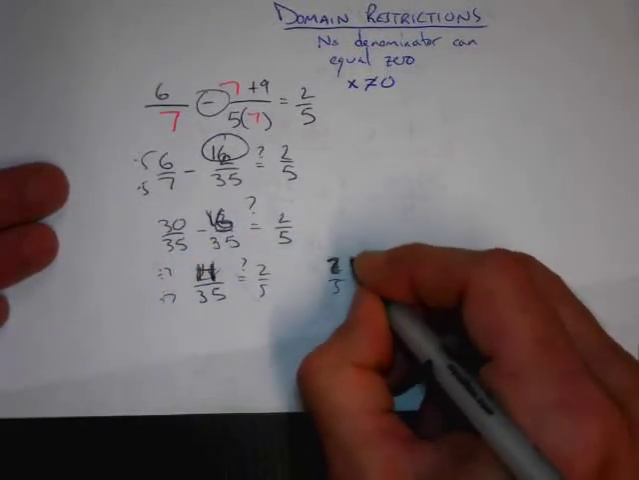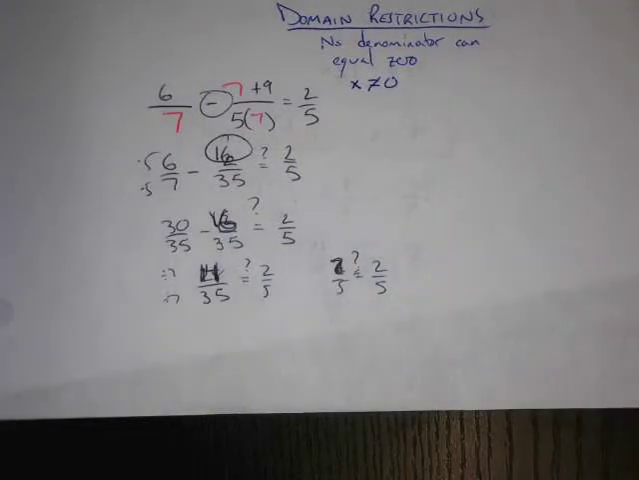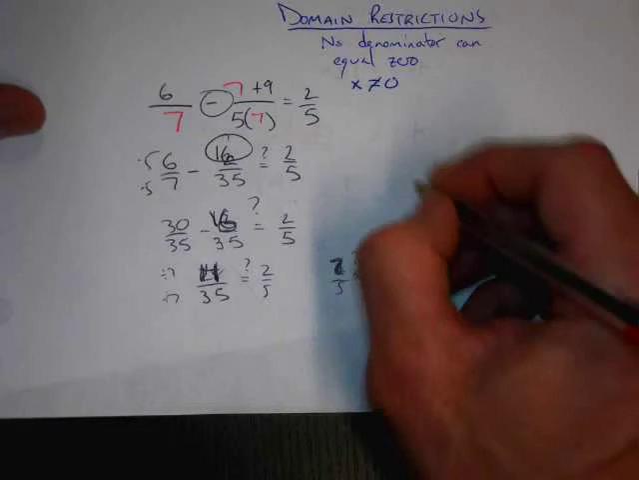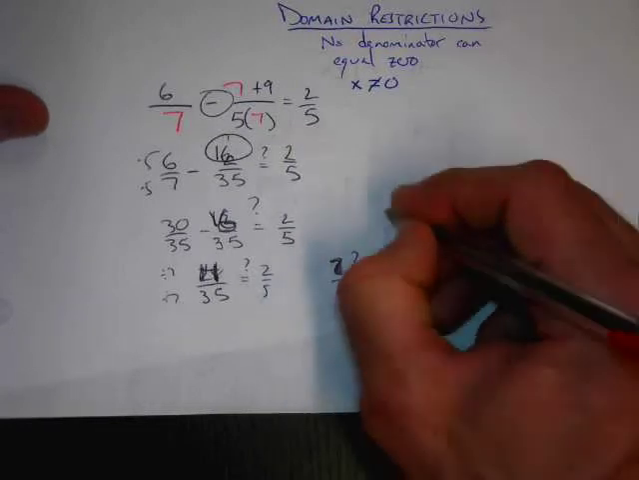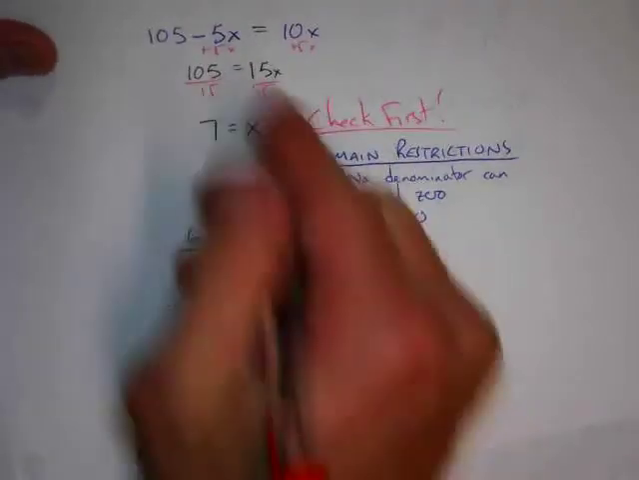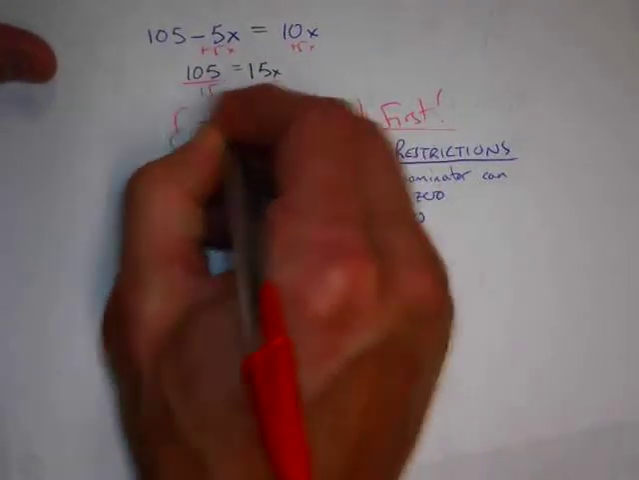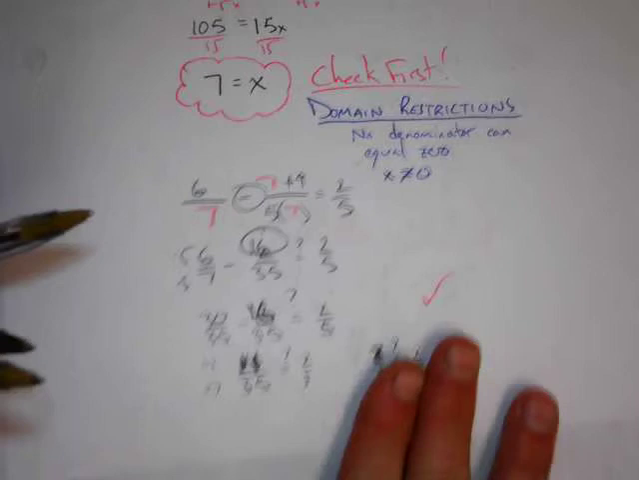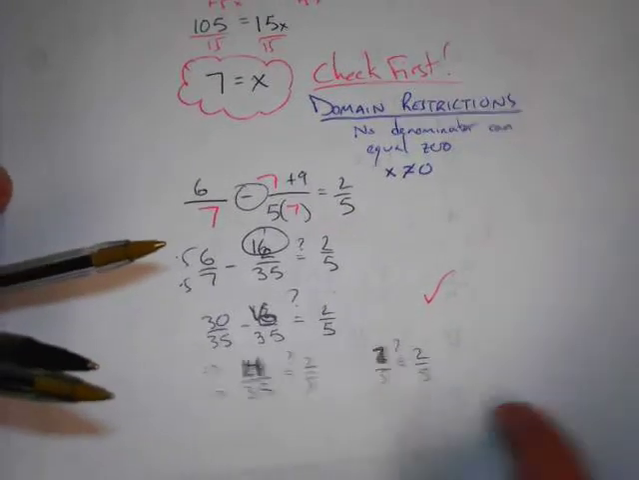Woo! So you have to be careful when checking your work. I just made a mistake. Hopefully you all caught that. Good mistake. Anyway, it does check out. 2/5 does equal 2/5. So therefore, x does equal 7. Wow. Now you might be thinking, well, Mr. Katz, what if it didn't check out? Let's talk about that in the last example.